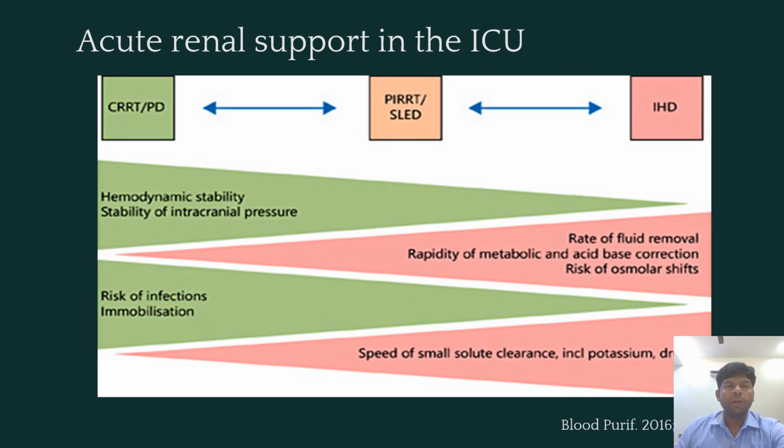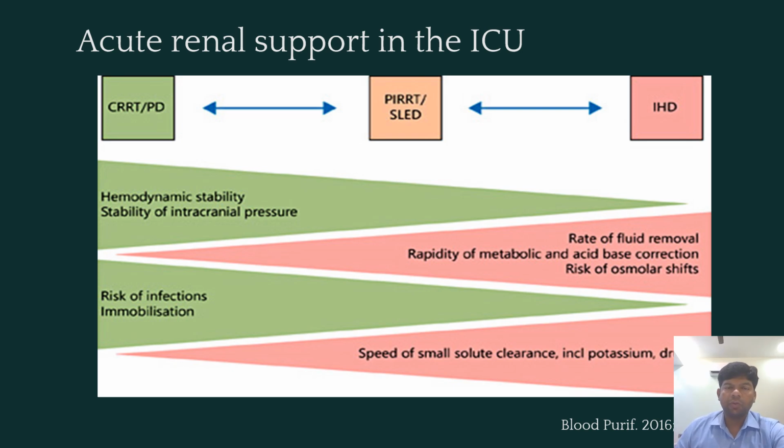Moving to the third one, which renal support? These are the acute renal supports in the ICU: continuous renal replacement therapy or peritoneal dialysis, prolonged intermittent renal replacement therapy or slow low-efficiency dialysis, and intermittent hemodialysis. So in CRRT, as it starts with a low blood flow, there will be better hemodynamic stability, and as well there is minimal fluctuation of the ICP, so it will give a stable ICP.